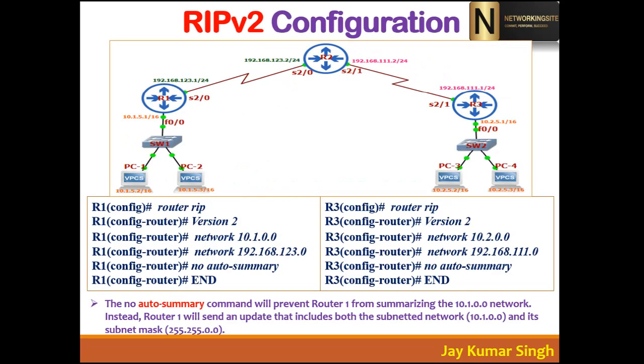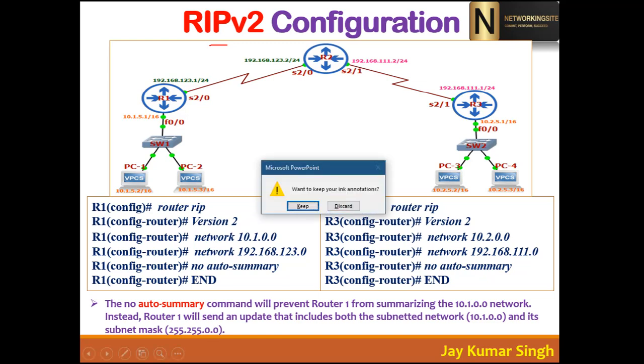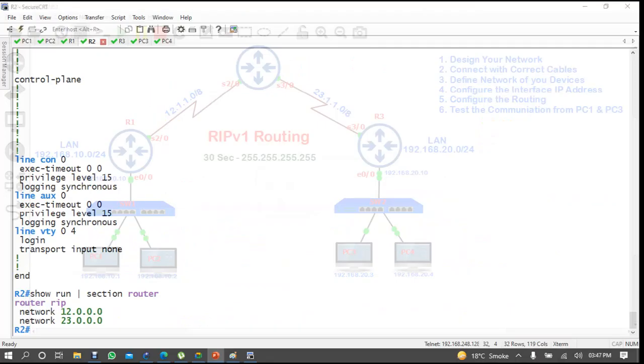Now we will work on RIP2 configuration, and we'll know why we need RIP2 instead of RIP1. Because RIP1 is also helping us to communicate, then what is the need of RIP2? Now in the same lab I'm explaining you the RIP2.